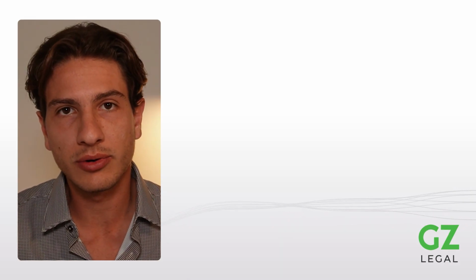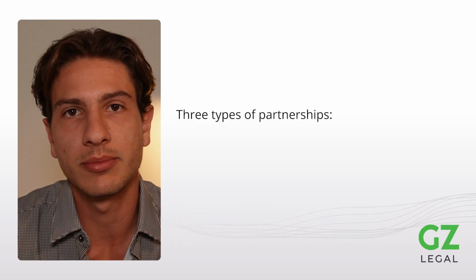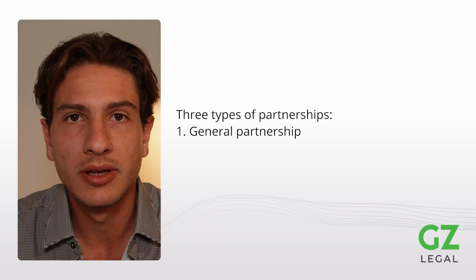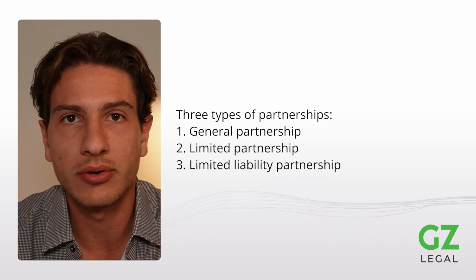An alternative to a sole trader is a partnership, and there are three main kinds of partnerships: the general partnership, the limited partnership, and the limited liability partnership. In a general partnership, all the partners have unlimited liability. So, like the sole trader, they can be held personally liable for the debts or costs of the business.